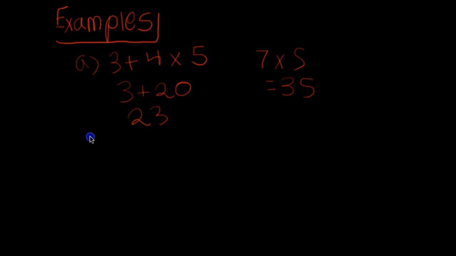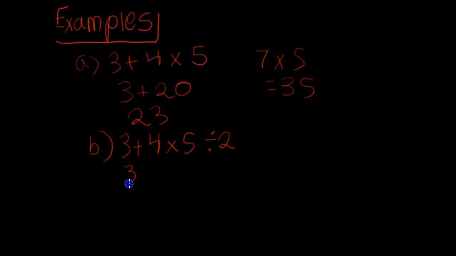Okay, so let's look at another example. Let's say we have 3 plus 4 times 5 divided by 2. Now, order of operations states that for multiplication and division, you perform that before addition and subtraction, but you multiply and divide from left to right. So that being said, we'll start from left to right.